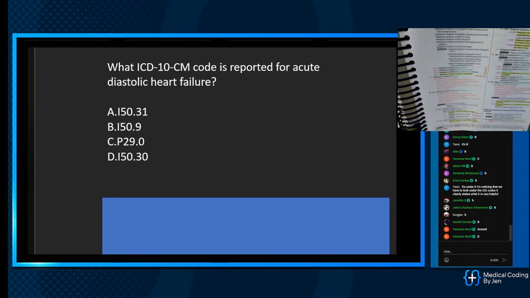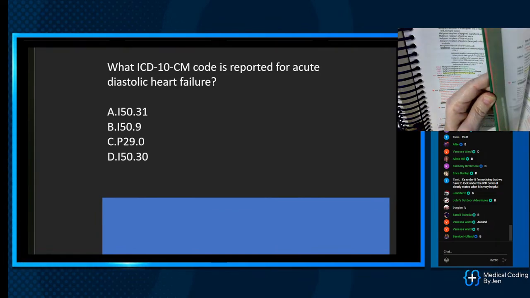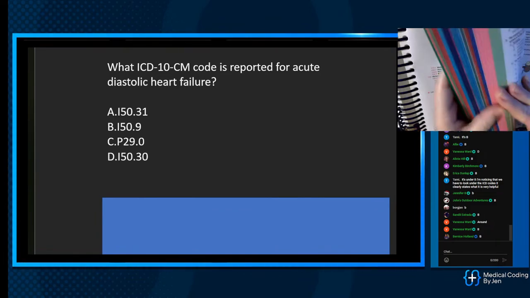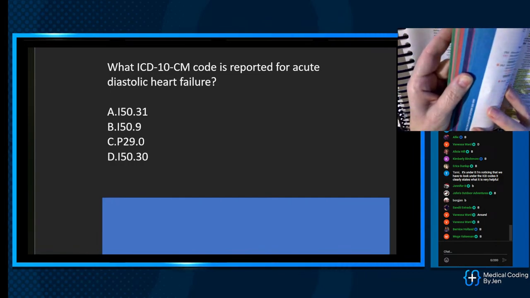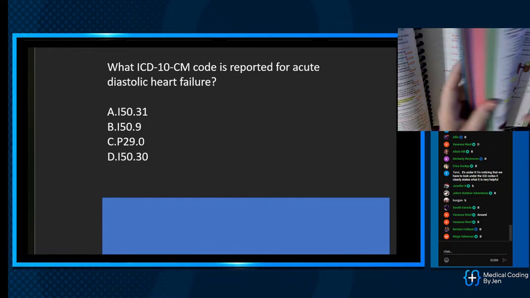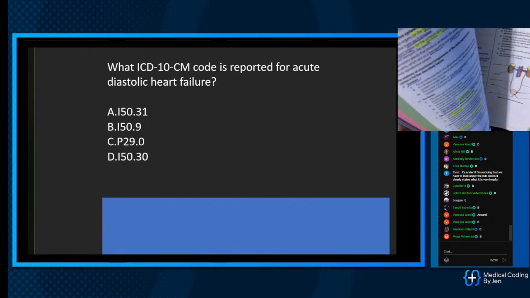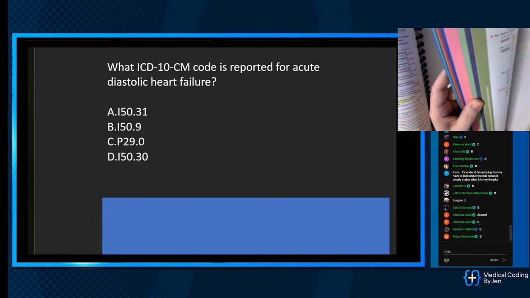All right, what about acute diastolic heart failure? Are we going to be in the I's or are we going to be in the P's? So looking for similarities, there's a whole bunch of I's. I'd gravitate towards that. I is diseases of the circulatory system. And then P, is that baby stuff? Isn't that supposed to be for like newborns?